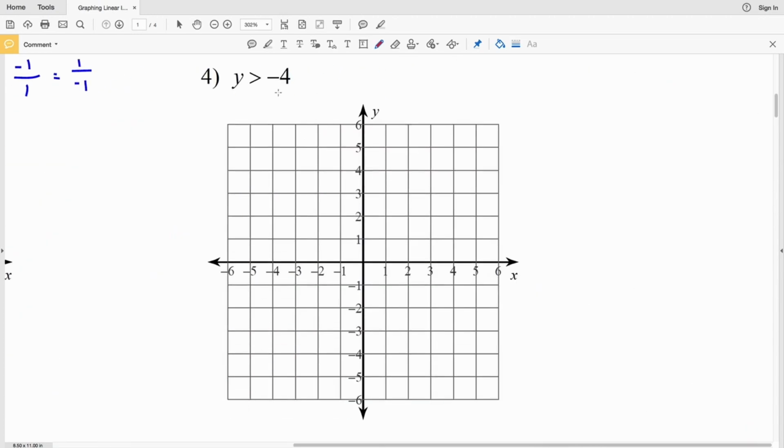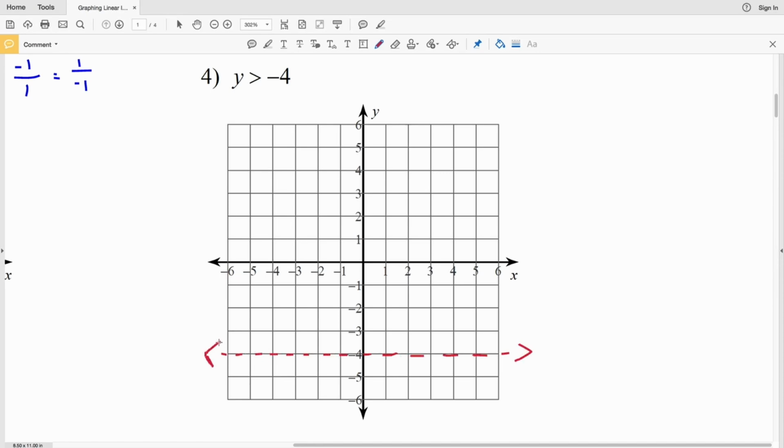Moving on to number 4, we have y is greater than -4. This is a relatively easy one to plot because the slope in this case is 0. So since it's greater than, we're going to do a dashed line and it's going to be along -4. So a horizontal line along the y equals -4 line.